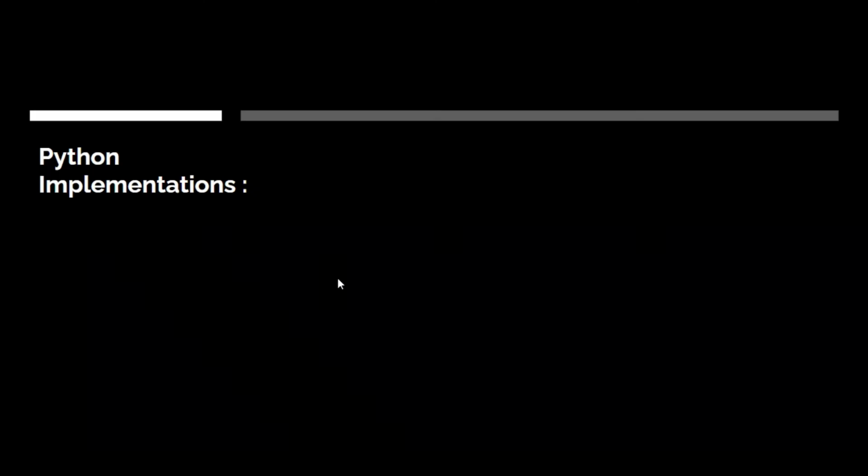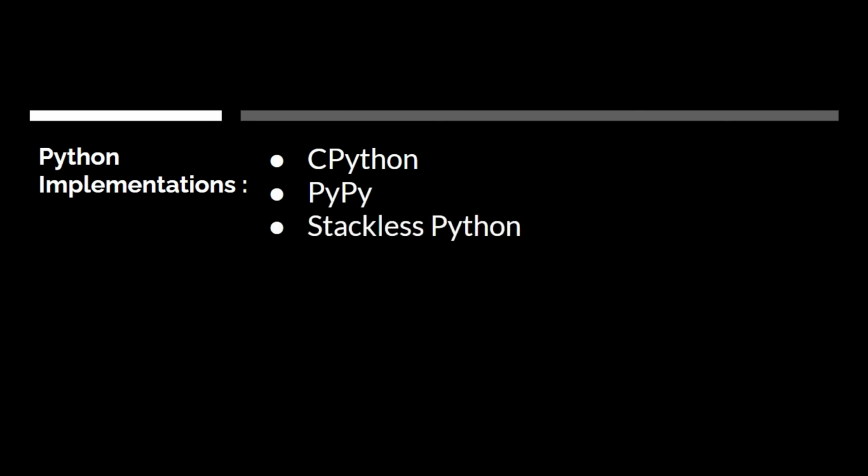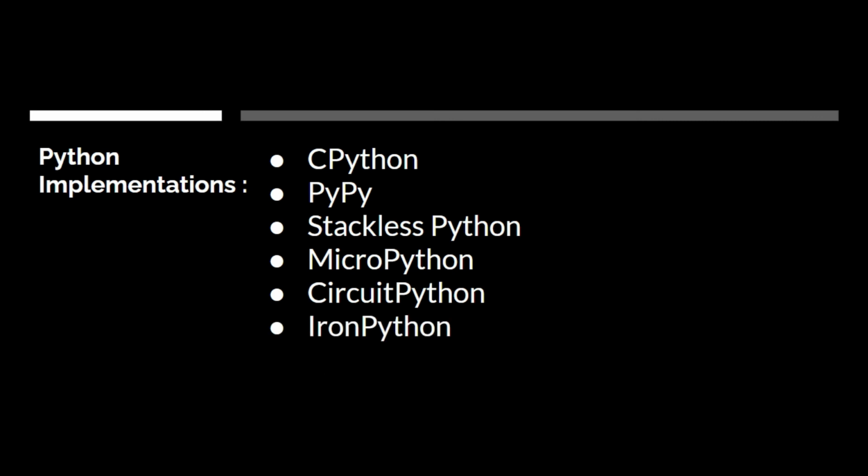There are 8 major implementations of Python. These are CPython, PyPy, Stackless Python, MicroPython, CircuitPython, IronPython, Jython, RustPython. In this course, we will see CPython.